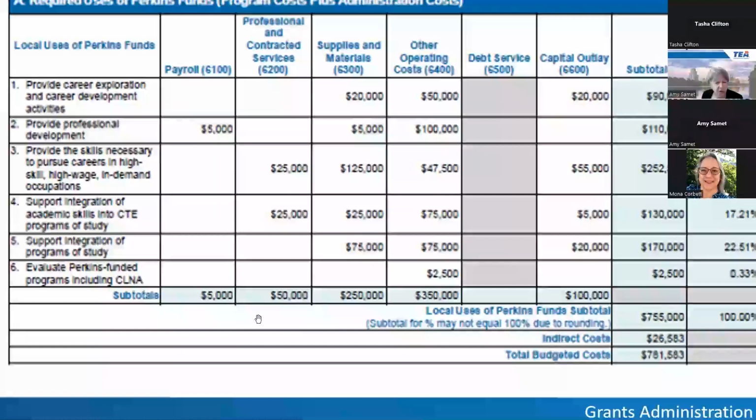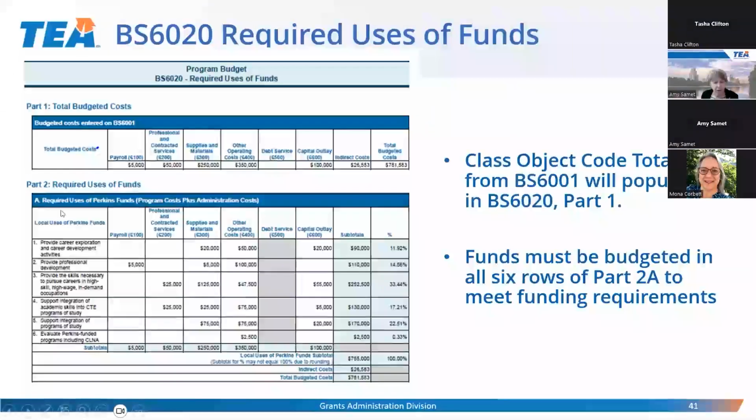Okay, so the subtotals of each class object code appear on this line, and then local uses of Perkins funds subtotal. So this line subtotals all of the class object codes, and then the indirect cost is added in to get the total budgeted cost, $781,583. And that is the entitlement amount. So that was part 1 and 2A.